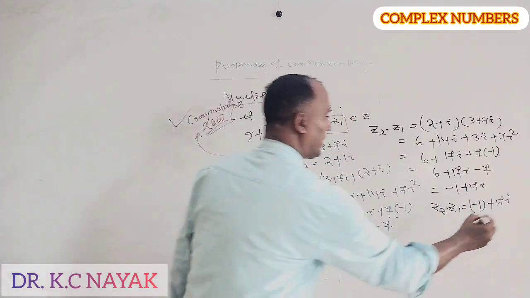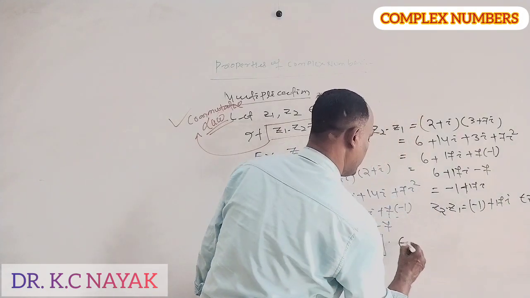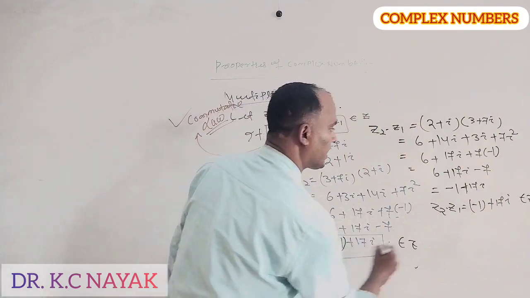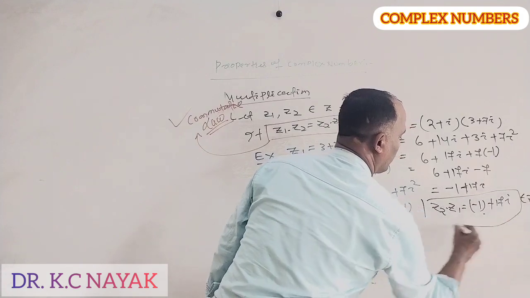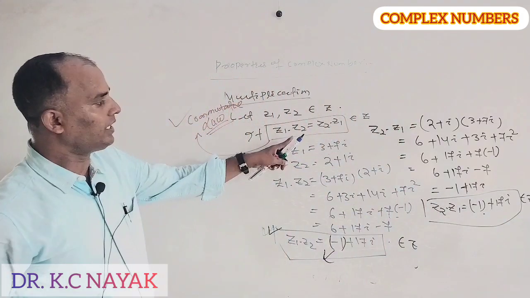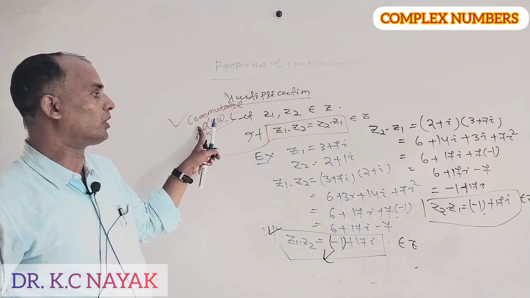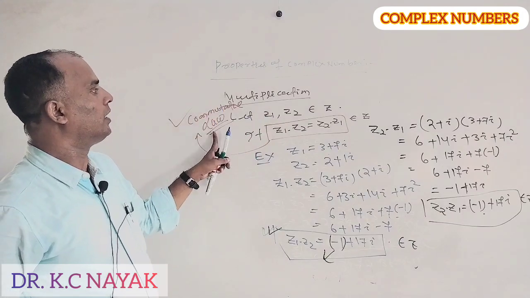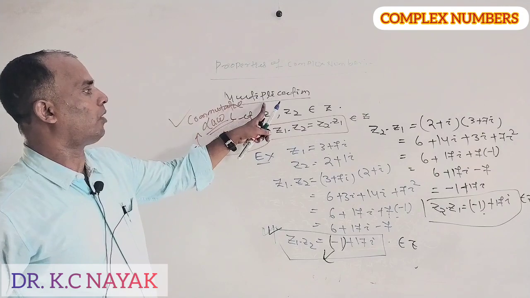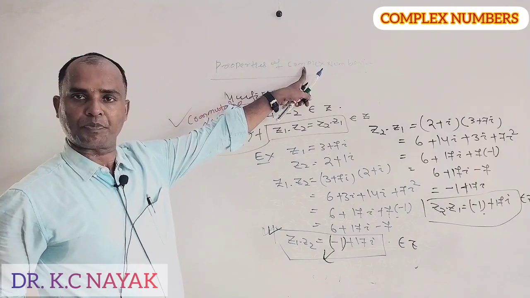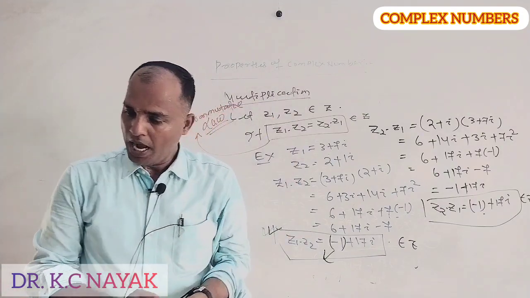That means both belong to Z. This result is equal to what? This result also. That is why Z1 into Z2 is equal to Z2 into Z1, which is the commutative law, and this is the property of multiplication in complex numbers. Is it clear?